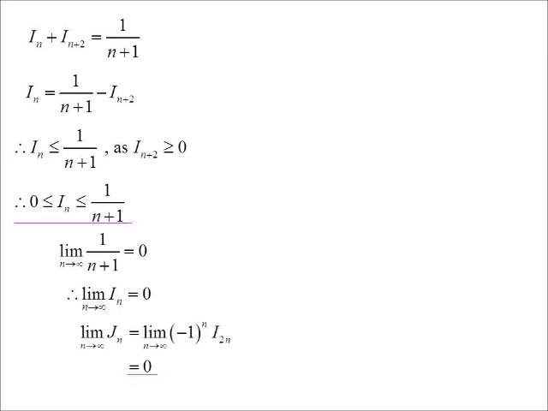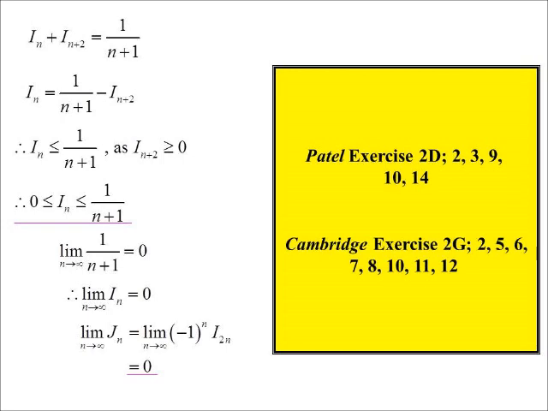Now, the limit as n approaches infinity of 1 on n plus 1, well, that's 0. So therefore, as n approaches infinity, I_n must be 0, because we've trapped it between 0 and 0. But remember, J_n is the sum of minus 1 to the n of I_{2n}. But we just said I_n will go to 0, so then the limit for J_n is also 0. Wow. Exhausted? You can get some nice reduction questions. Playtime.